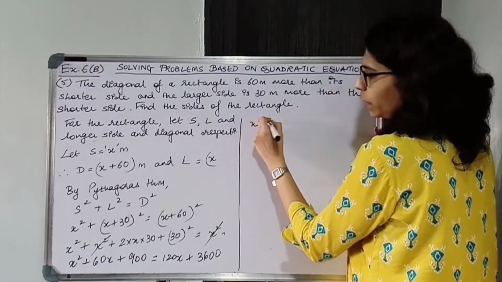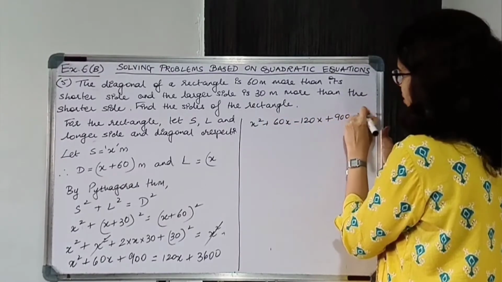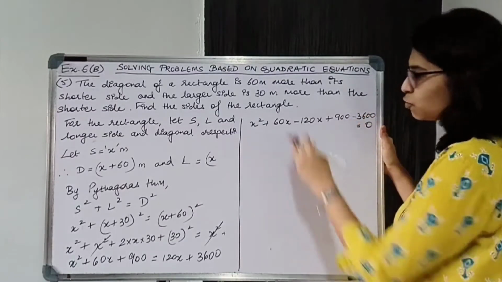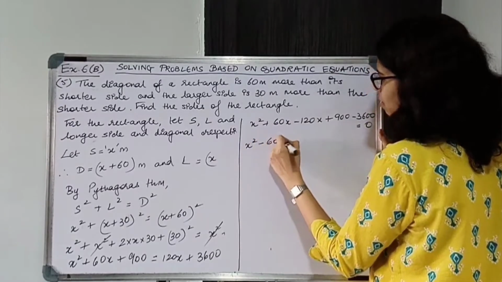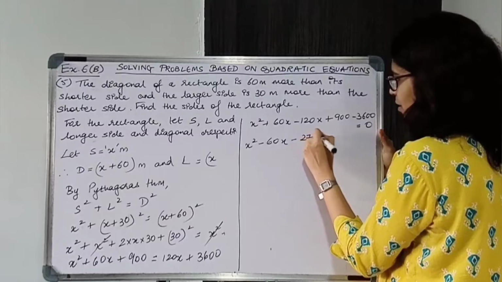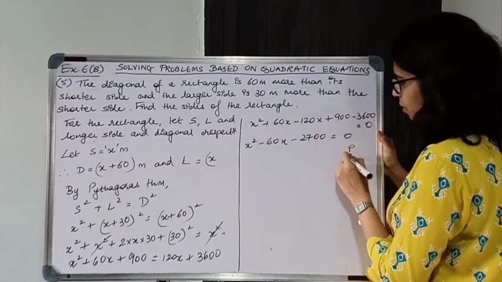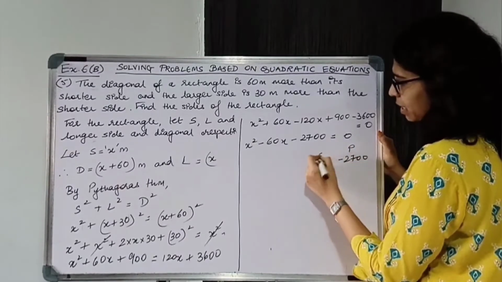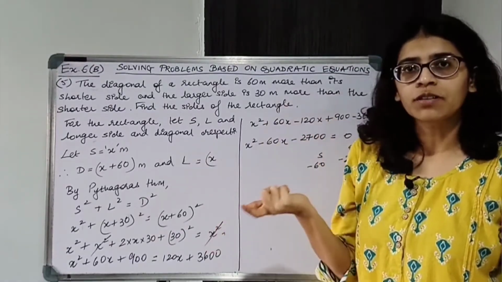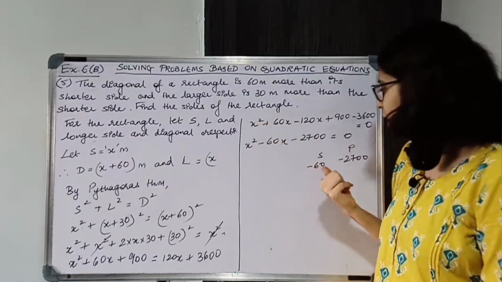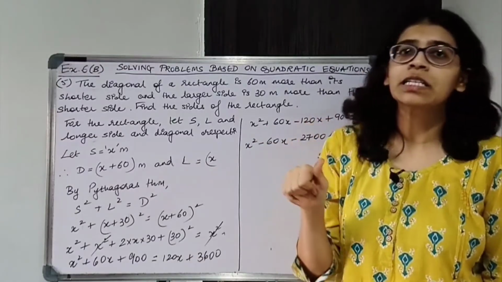Okay, so shifting everything to the LHS. So x square plus 60x minus 120x plus 900 minus 3600 is equal to 0. All this should be in one line. Okay, now x square, this will become minus 60x, this will become minus 2700, equal to 0. Product is 1 into minus 2700, that is minus 2700. Sum is minus 60. Product is negative, which means both the factors have opposite signs. One is positive, other is negative, and on subtracting you should get minus 60. Now the sum is negative, it means the greater number is negative. The sign of the sum is the sign of the greater number.